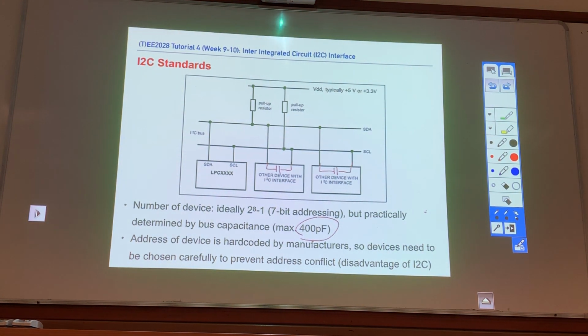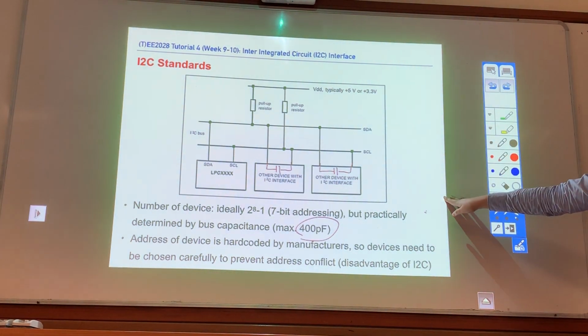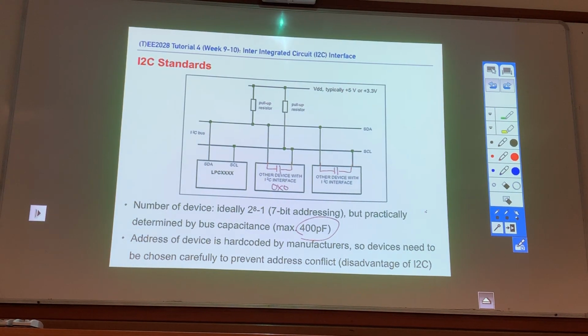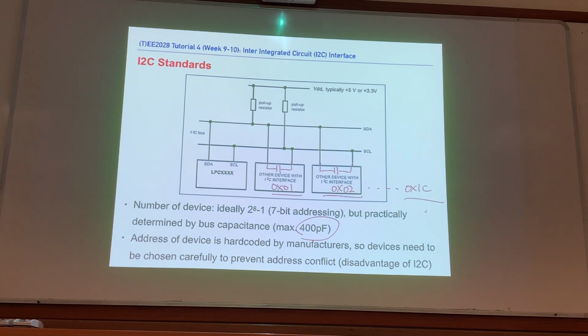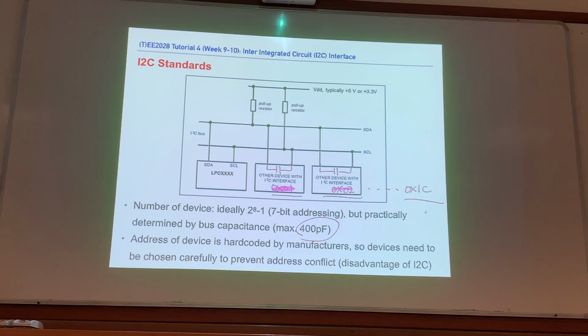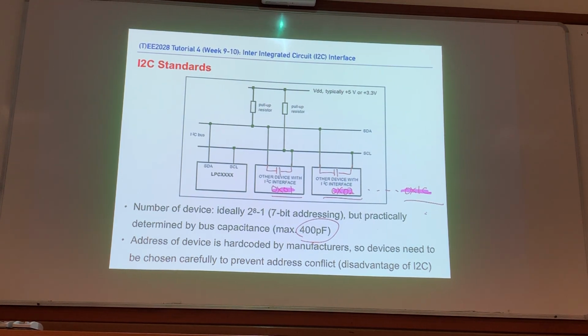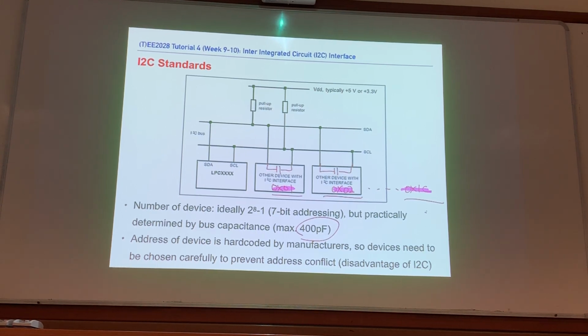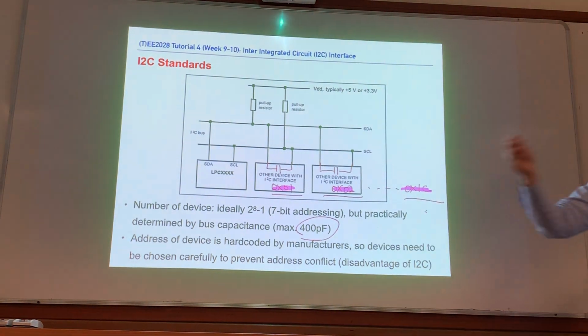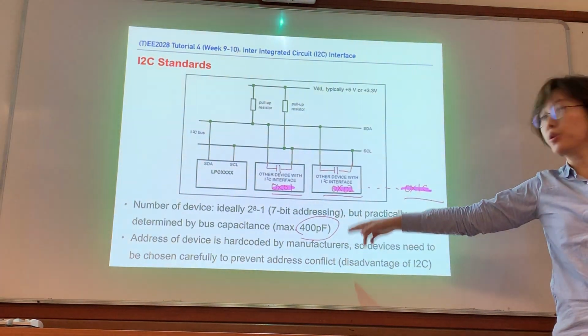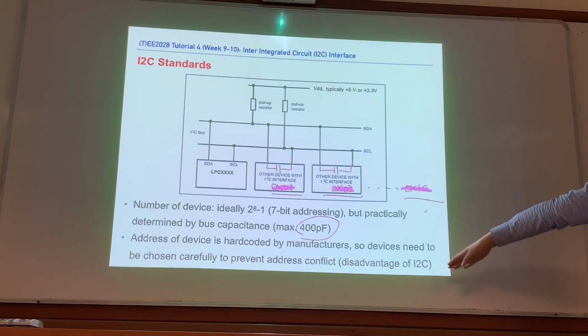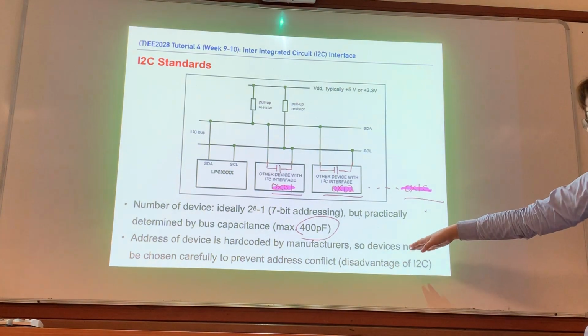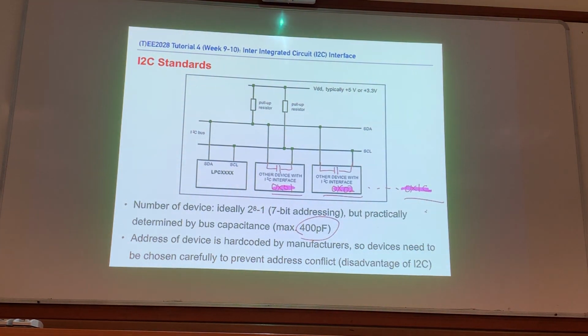Another thing you need to know is that all these devices have different addresses. Let's say this one is 01, this one is 02, and you have others, let's say 1C. In order to use these devices they must have different addresses, and in I2C these addresses are given by the manufacturer. If you buy something from the factory, even if you don't connect the device onto any circuit, it already has an address. So in order to build your own circuit, you need to choose devices purposely so that you won't have an address conflict. You don't want two to have the same address. It is hard-coded by the manufacturer, so devices need to be chosen carefully to prevent address conflict. That's kind of a disadvantage of I2C.